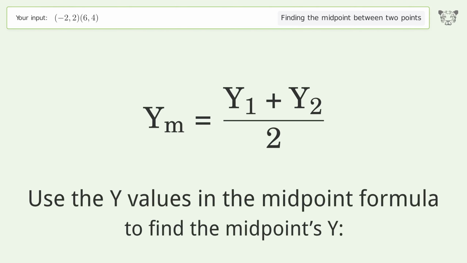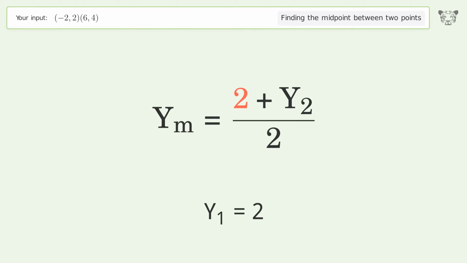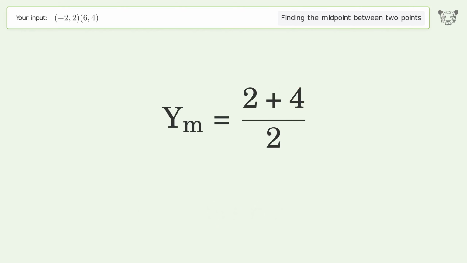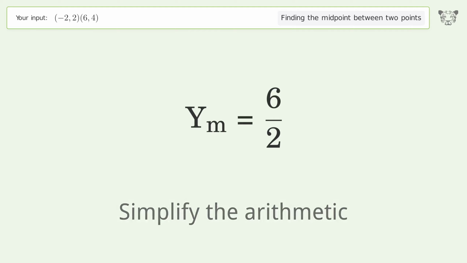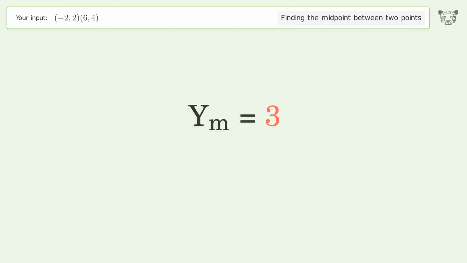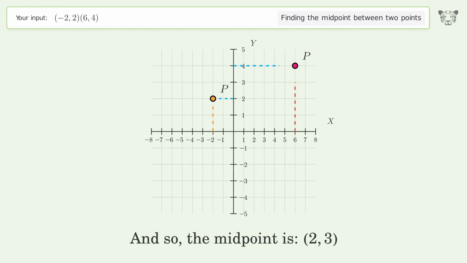Use the y values in the midpoint formula to find the midpoint's y. y1 equals 2. y2 equals 4. Simplify the arithmetic. And so, the midpoint is 2, 3.